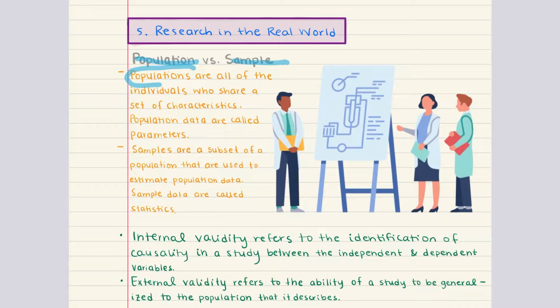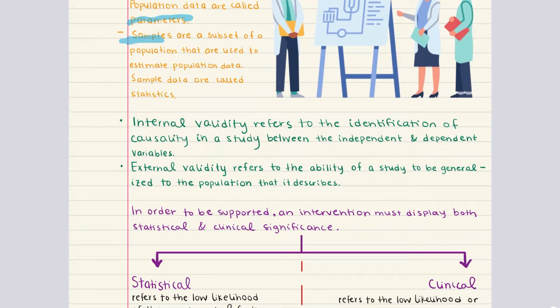When we study populations, the measurements we calculate are called parameters. However, studying an entire population is often impractical due to the size and/or accessibility. Instead, researchers use a sample. This is a smaller representative subset of the population. Measurements from the sample are referred to as statistics, and they're often used to estimate the parameters of the larger population. Now, the next concept we want to discuss is generalizability.